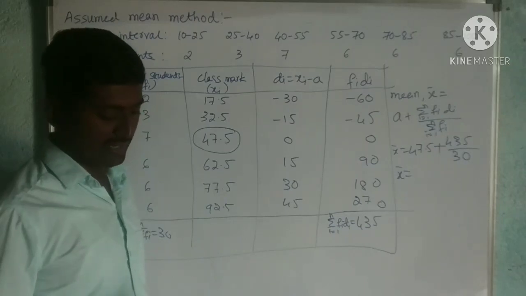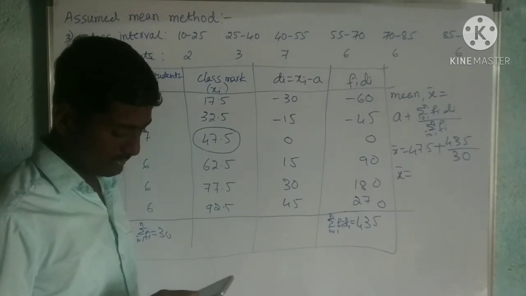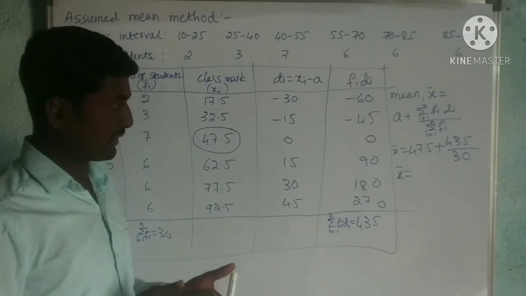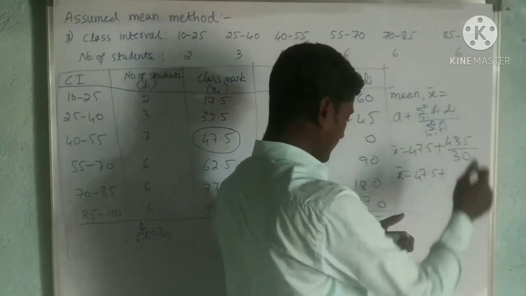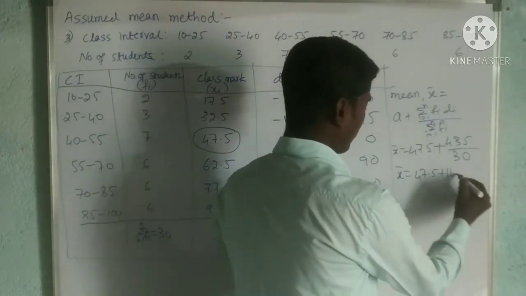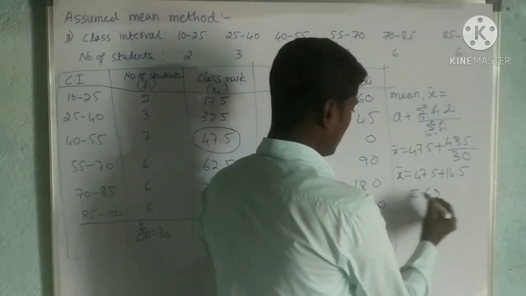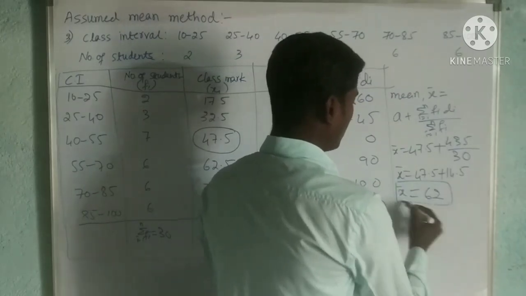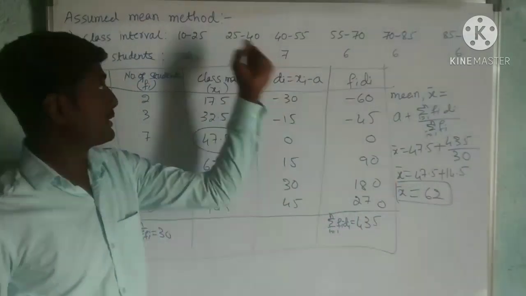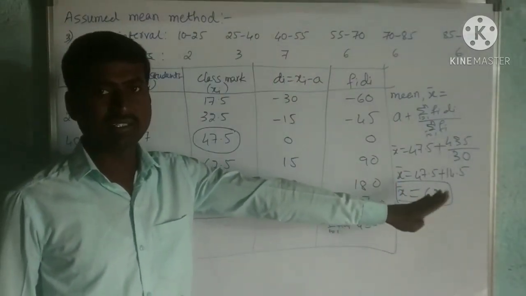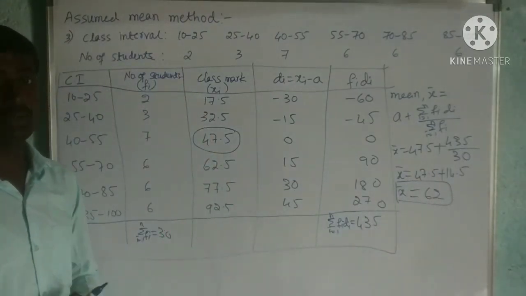Now X bar is equal to 47.5 plus 435 divided by 30. So directly I will write the answer. Dividing by 30 gives 14.5, so this is equal to 62. This is X bar. For the same problem, by the direct method I got the answer 62, and by the assumed mean method also I got 62. This is the second method, the assumed mean method.